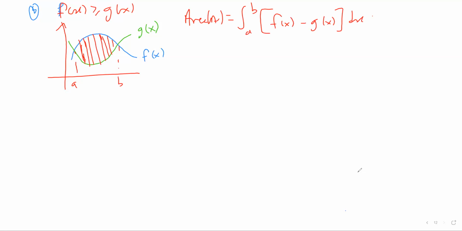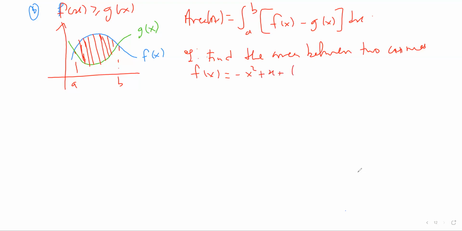So, for example, we can find the area between two curves, f of x to be minus x squared plus x plus 6, and g of x to be x squared minus 5x.